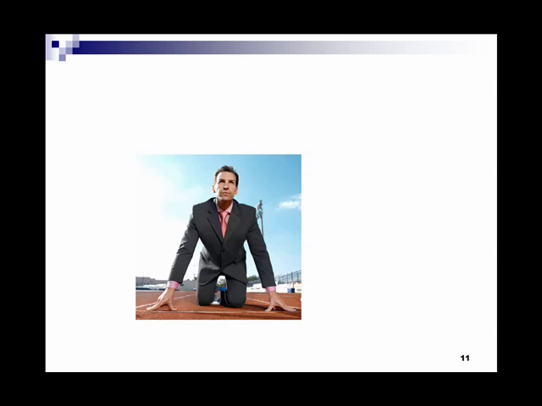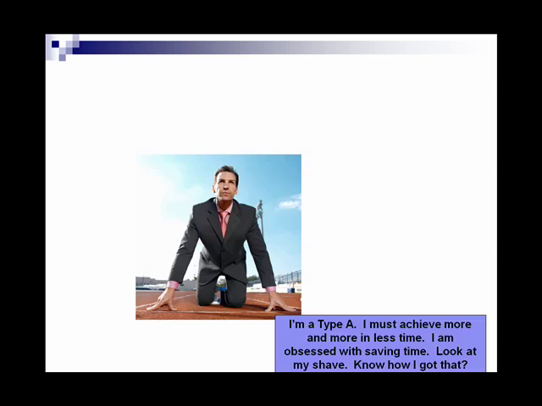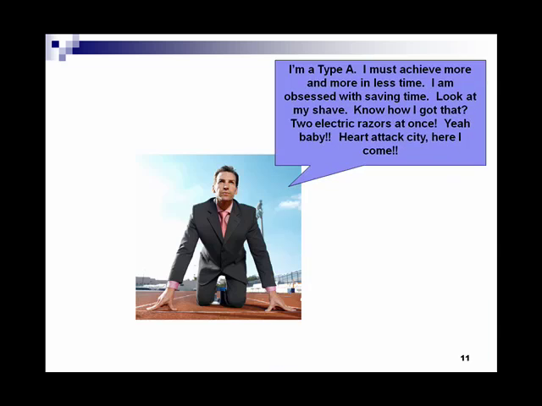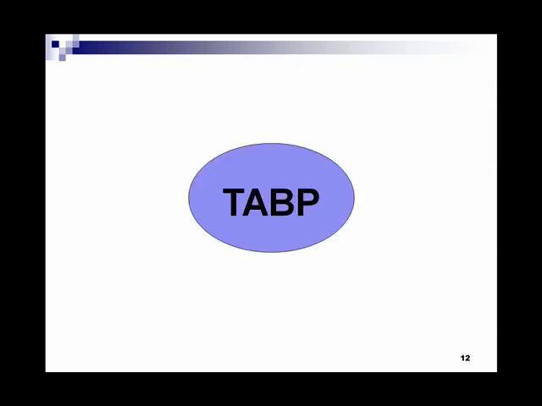Hey, I'm a type A. I must achieve more and more in less time. I'm obsessed with saving time. Look at my shave. Know how I got that? Two electric razors at once. Yeah, baby. Heart attack city, here I come. Okay, that was just a funny look at it.